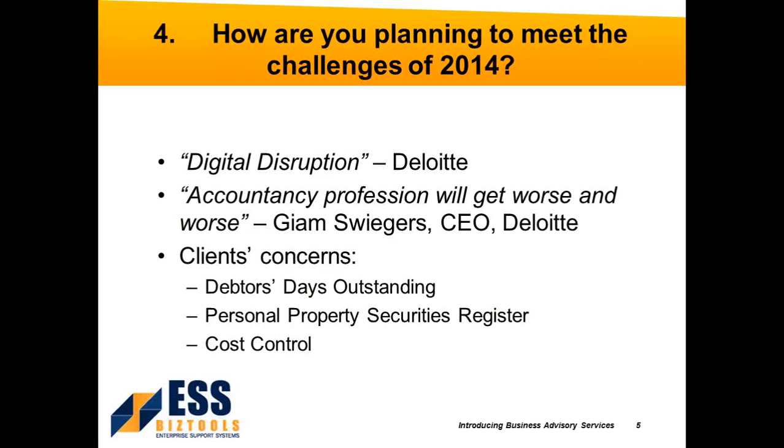Client concerns. Debtors days outstanding according to Dun & Bradstreet, currently 54 days, far too high. What can accountants do to help their clients? What have you done about the Personal Property Securities Register? There's been over $40 million lost by the businesses that actually paid for an asset since the Personal Property Securities Register went through its transitional phase that finished in the end of January this year, so it's now fully operational.